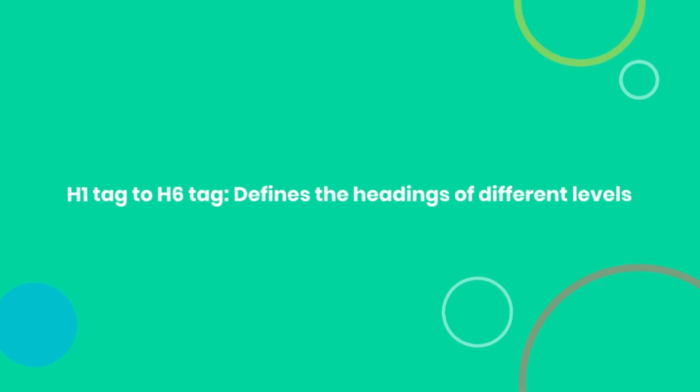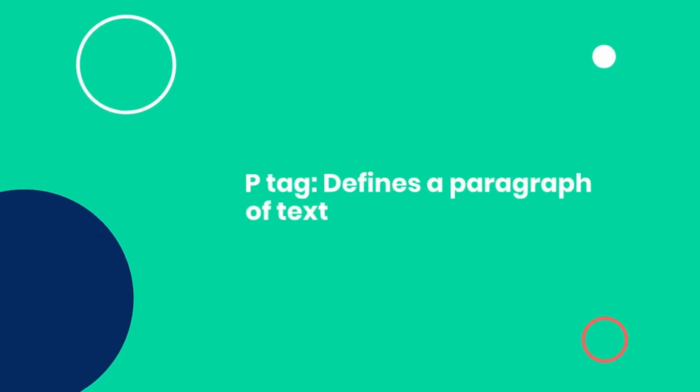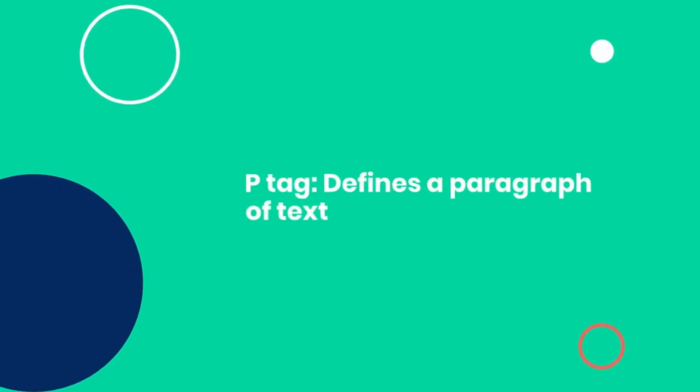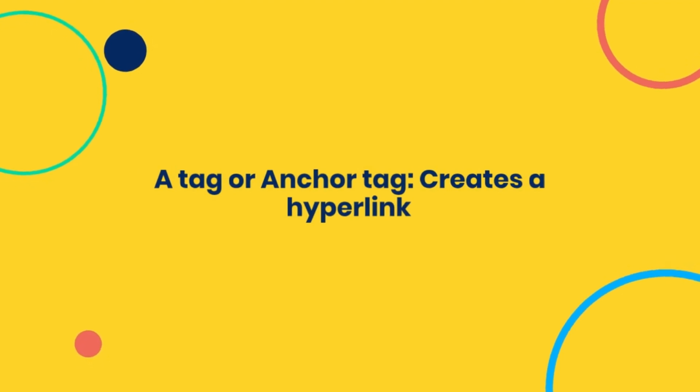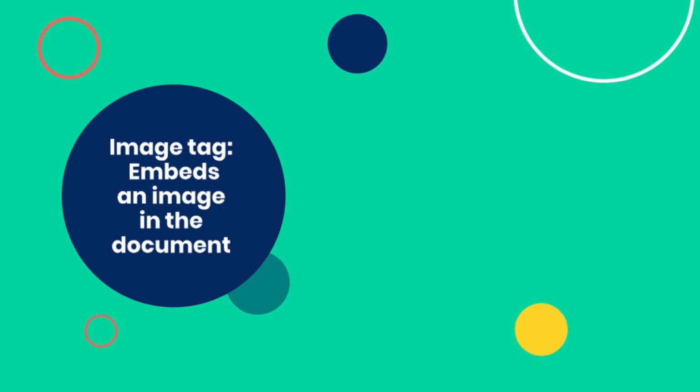H1 tag to H6 tag. It defines the headings of different levels. P tag or paragraph tag. It defines a paragraph of the text. A tag or anchor tag. It creates a hyperlink. Image tag. It embeds an image in the document.